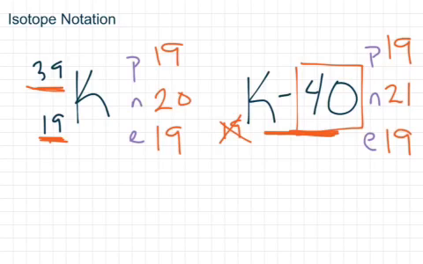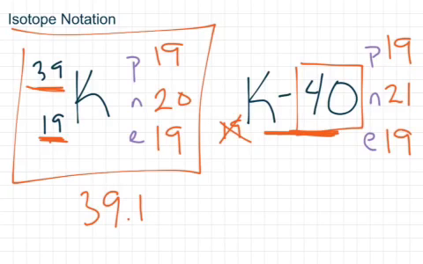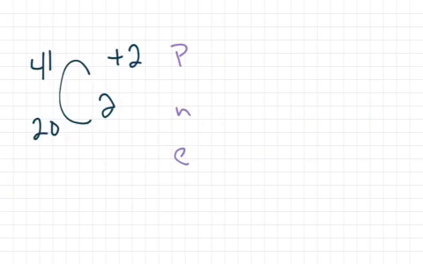If you're following this up with the idea of commonality, which one has the highest relative abundance, on the periodic table, potassium has a mass of 39.1, so that means that this would be the more common version.